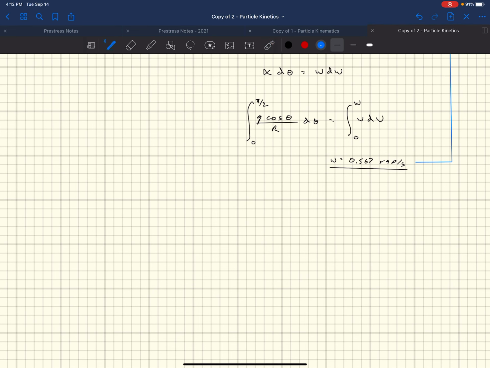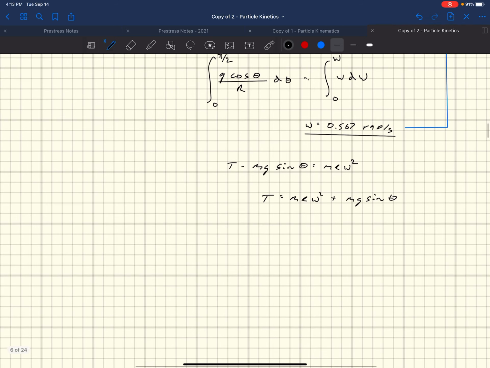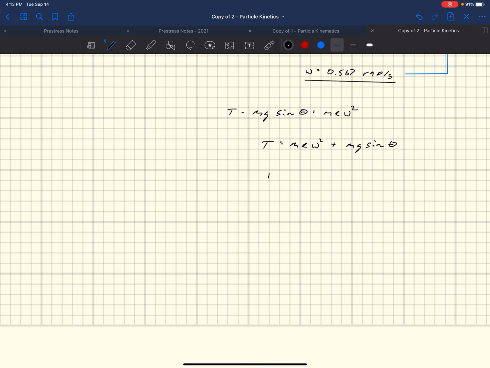So let's do that. So this becomes t minus mg sine theta is equal to mr omega squared. I could solve for t. T is equal to mr omega squared plus mg sine theta. I'll plug in all our values. I'll go ahead and put them in so you can see them.